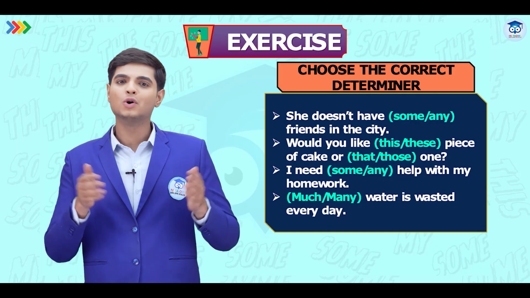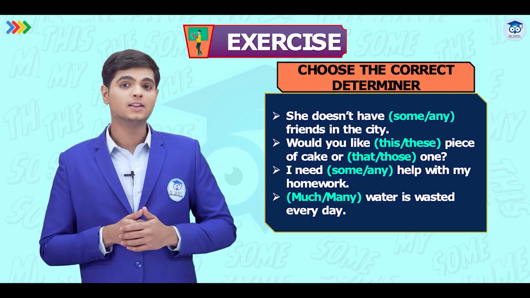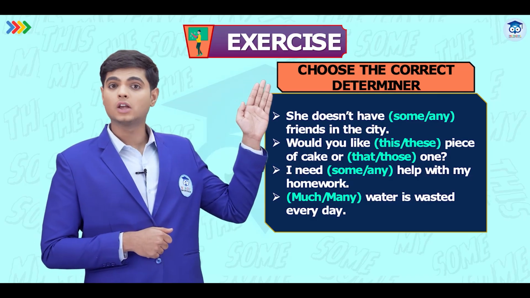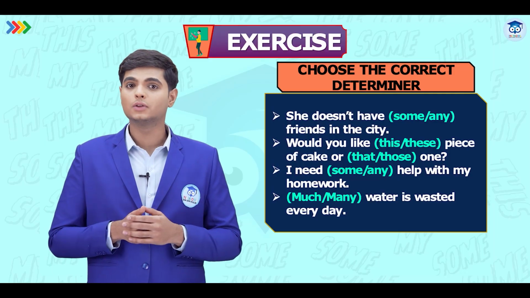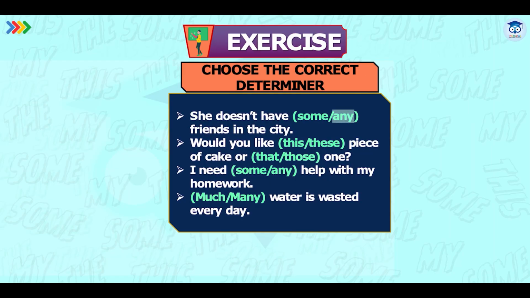Let's continue with more sentences. The first one is, she doesn't have some or any friends in the city. Since it's a negative sentence, we choose any. In the sentence, would you like this or these piece of cake? Or that or those one? Piece is singular, so we use this and that.